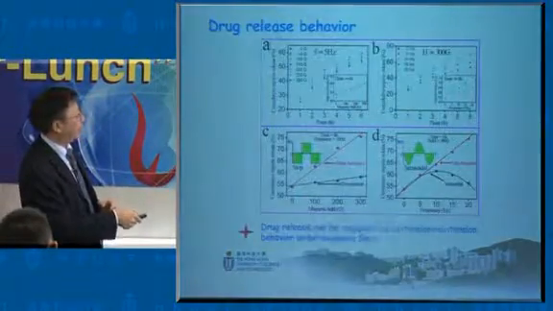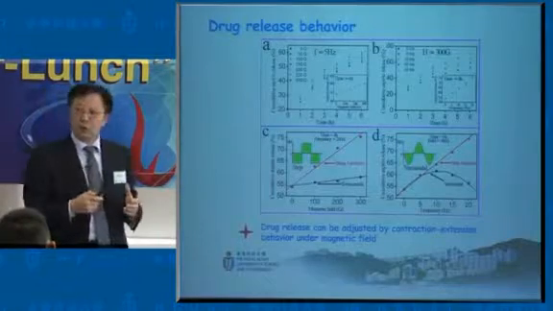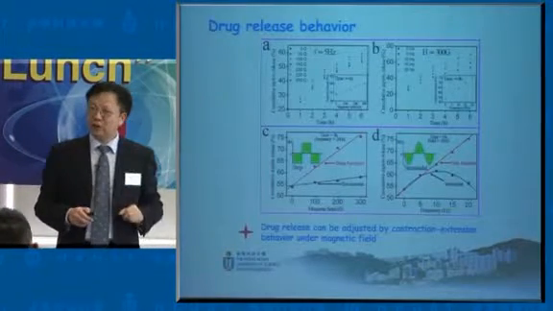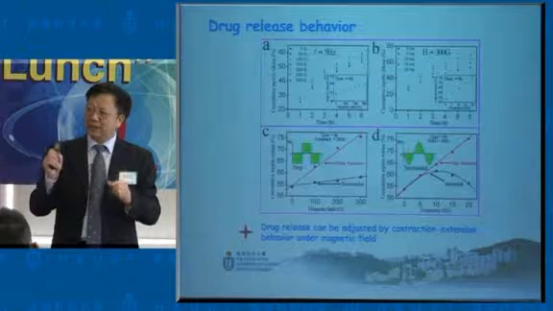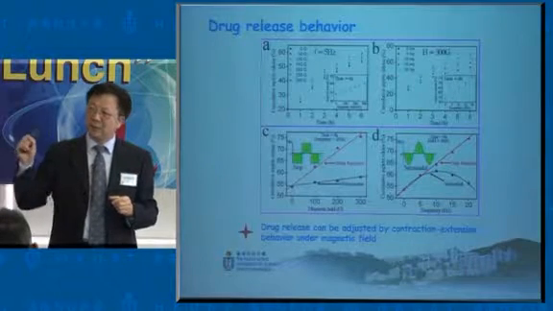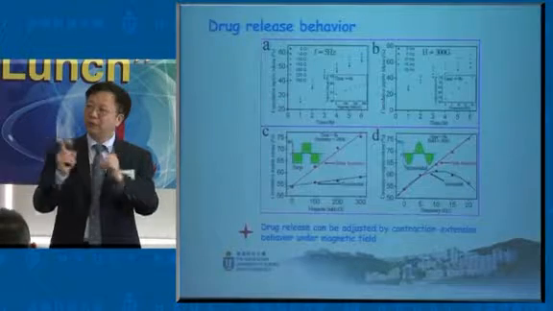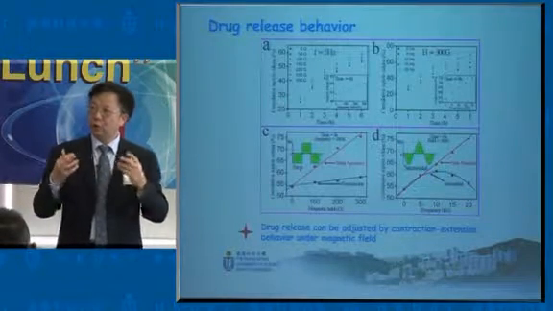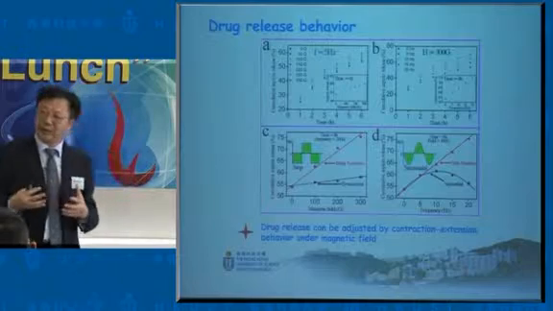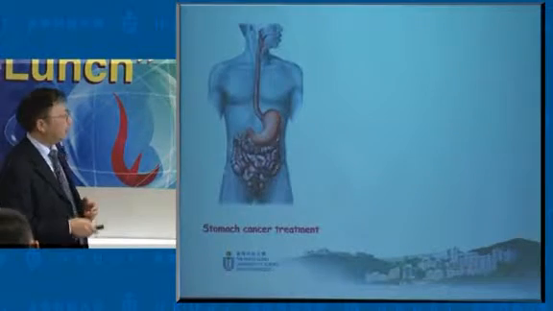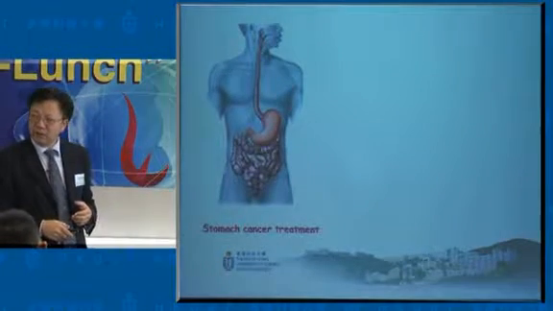So here's a property: how to control the drug release. Two conditions. You can control the magnetic field, that means you can increase the magnetic field. Next, you can control the vibration frequency, the electric frequency. You can control the release time. From this, we show you how it works.